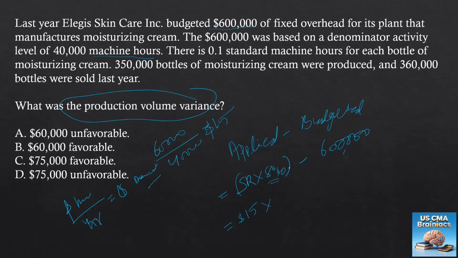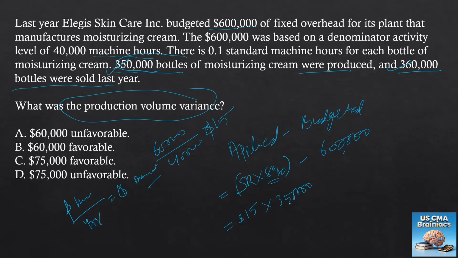Now we are trying to find the actual output. Here, 35,000 bottles were produced and 36,000 bottles were sold. So what is the actual output, 35,000 or 36,000? We take 35,000. Why? Because this was produced. This is our actual output. So take 35,000 units.